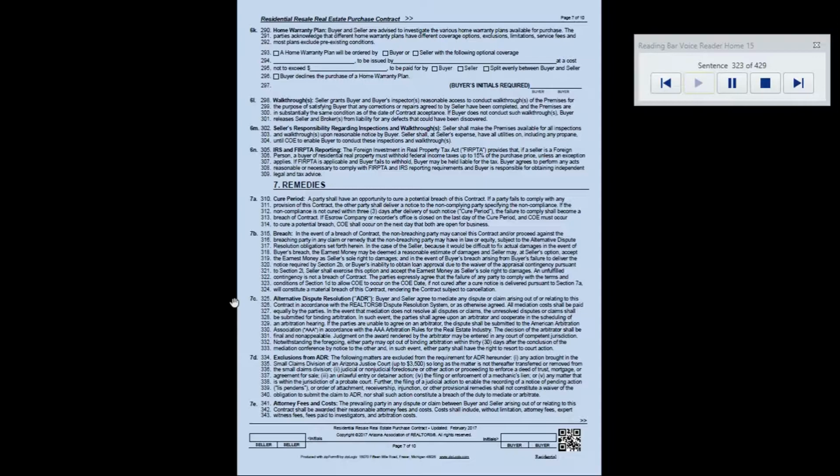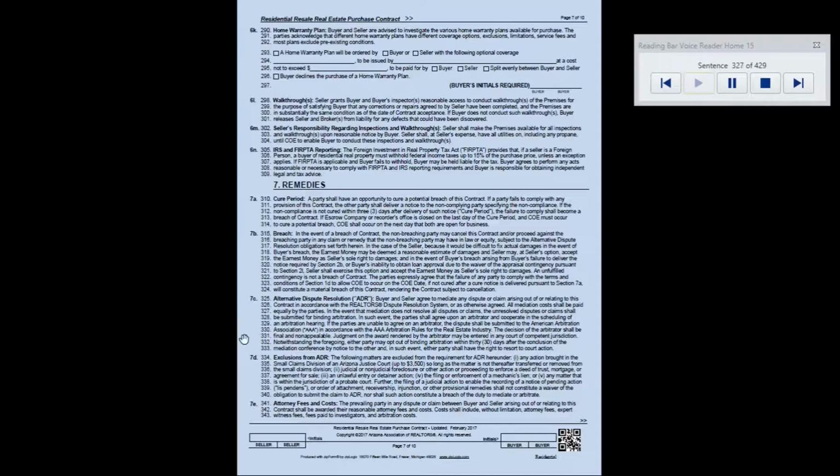In the event that mediation does not resolve all disputes or claims, the unresolved disputes or claims shall be submitted for binding arbitration. In such event, the parties shall agree upon an arbitrator and cooperate in the scheduling of an arbitration hearing. If the parties are unable to agree on an arbitrator, the dispute shall be submitted to the American Arbitration Association, AAA, in accordance with the AAA arbitration rules for the real estate industry. The decision of the arbitrator shall be final and non-appealable.